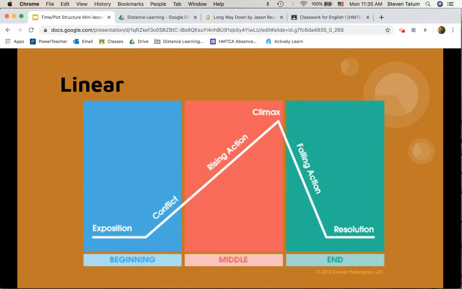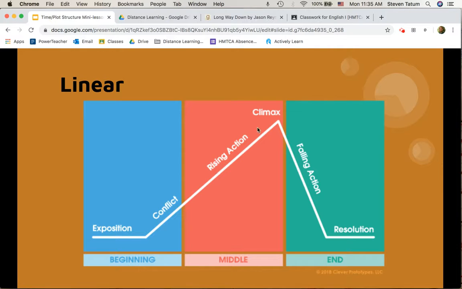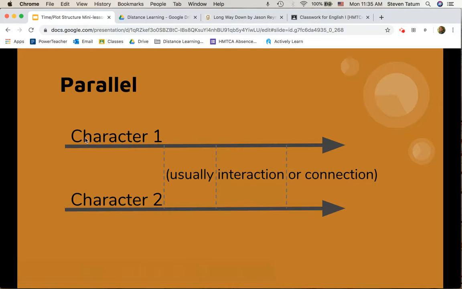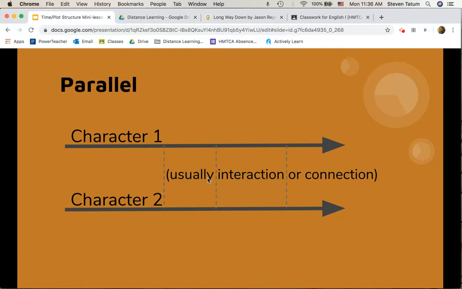So a linear story has the beginning, middle, end, starting with exposition, the beginning of a story, introducing a conflict, moving forward, we get the rising action, climax, turning point, falling action, and resolution, all in one neat line. Parallel structure has two or more characters that are experiencing related things at the same time. There's usually interaction or connection between the characters.